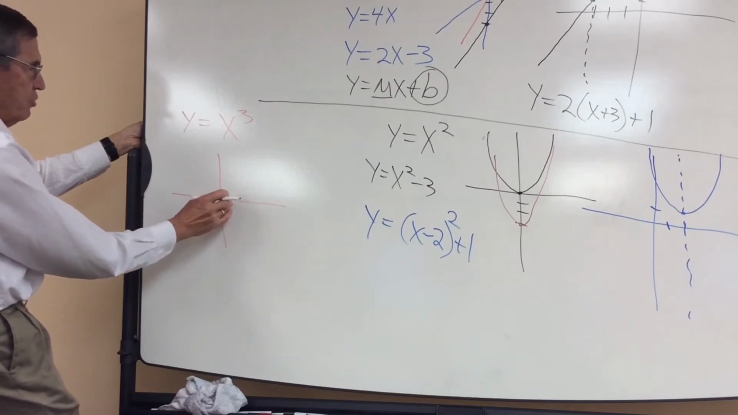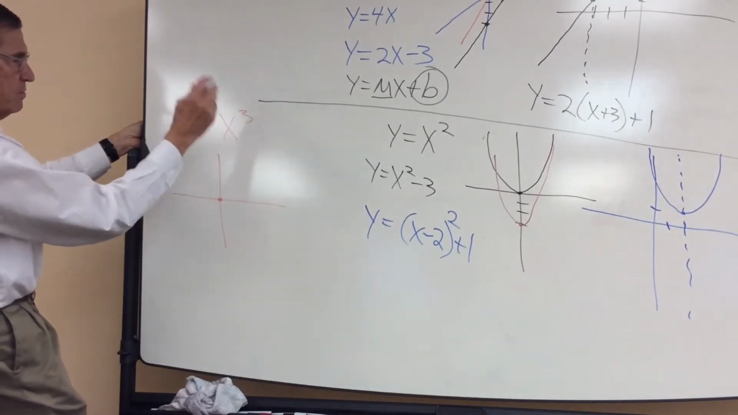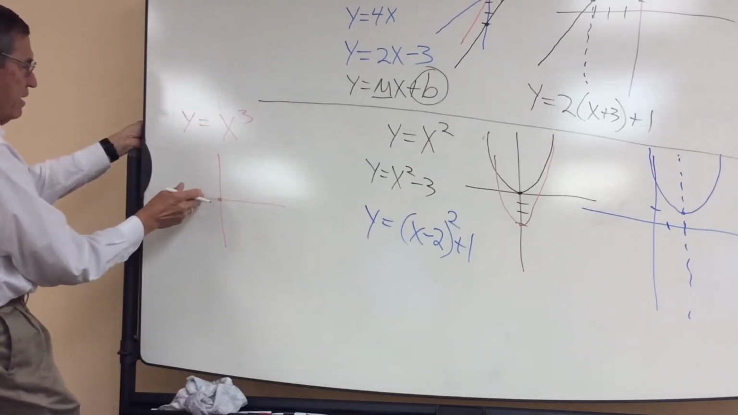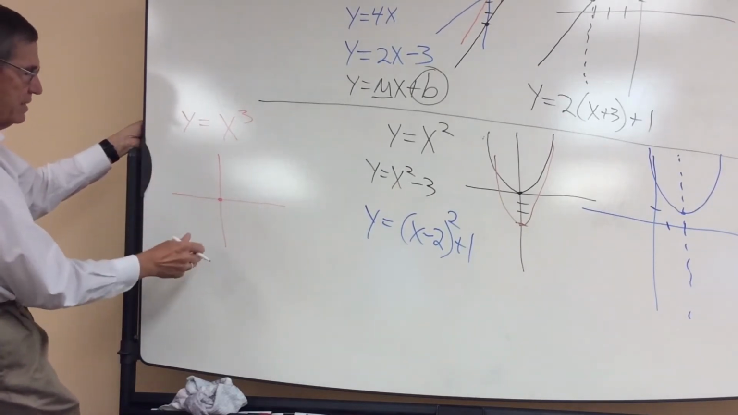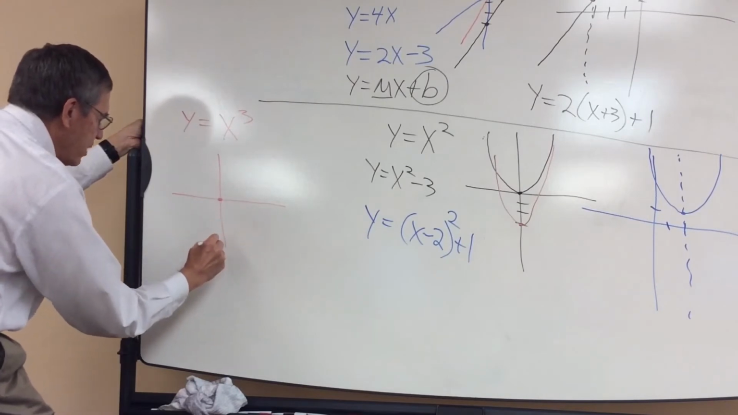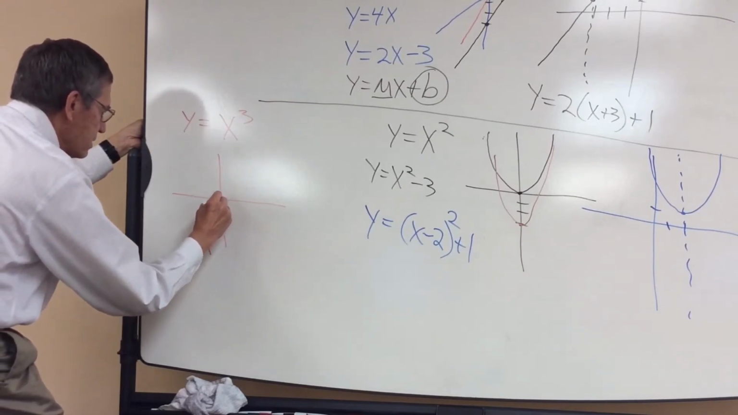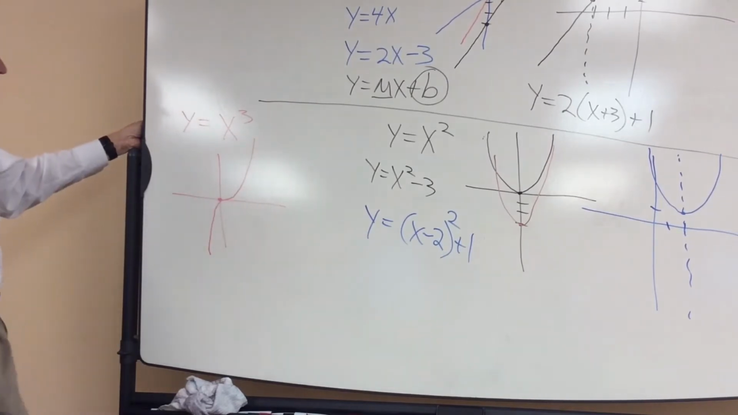And then when you go to 2, you're going to cube that. 2 times 2 times 2 is 8. And when you go negative 2 times negative 2 is plus 4, times negative 2 is minus 8. So what we're going to have is a function that looks like this. And that's our standard cubic.